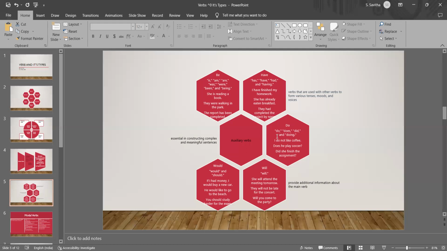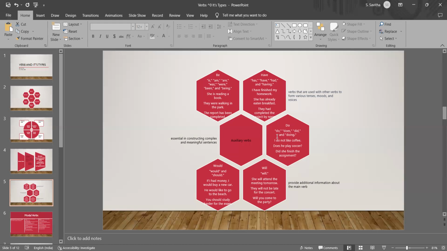The next verb is will. Will is used to create the future tense. She will attend the meeting tomorrow. They will not be late for the concert. Will you come to the party?